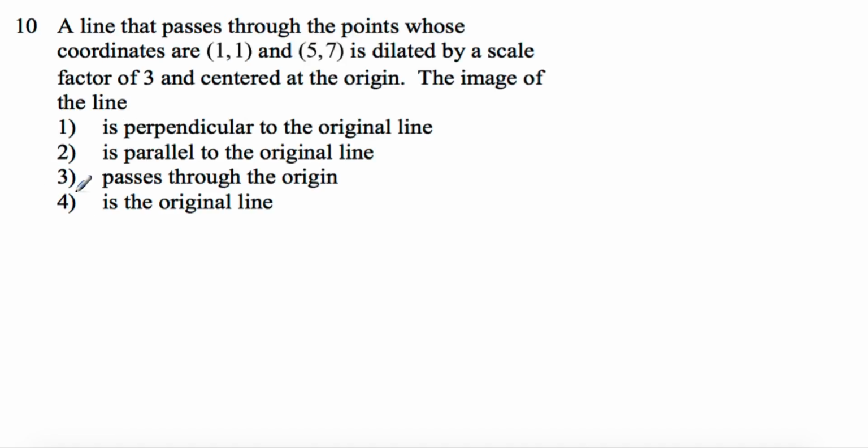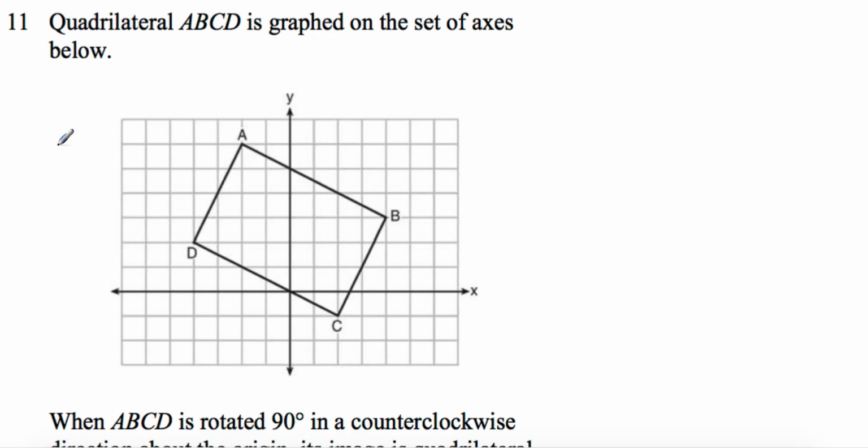All right, let's look at number 10. A line passes through the points whose coordinates are this one and this one, and is dilated by a factor of 3 centered at the origin. All we have to do is take the two points, and this becomes now 3, 3, and this point becomes 15, 21. But one thing we have to realize is that when the line segment has been dilated, it is parallel to the original line. The slope doesn't change. That's essentially what we're talking about. Let's look at number 11 here.